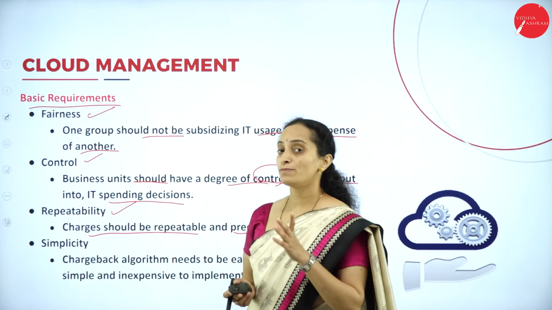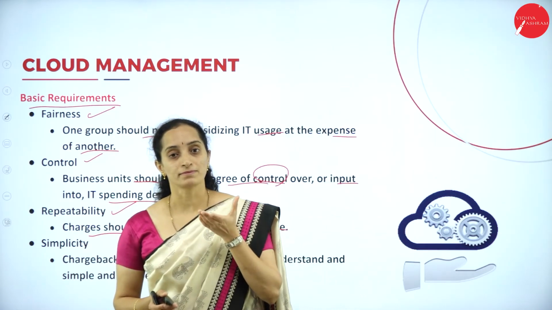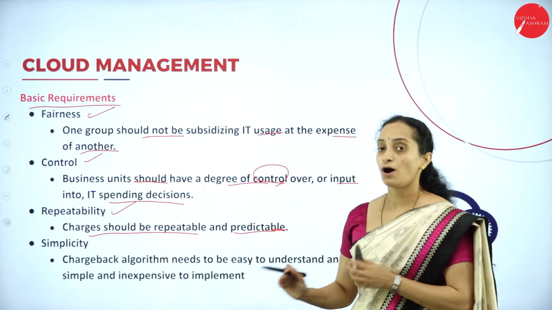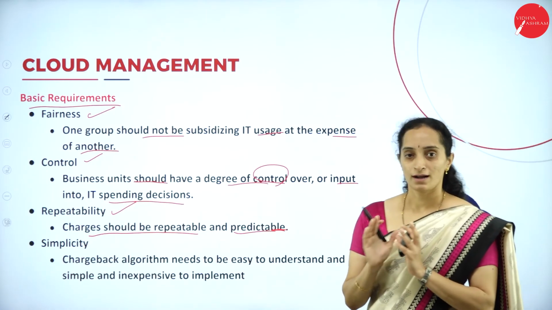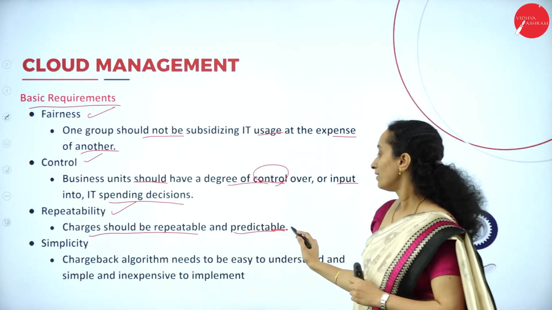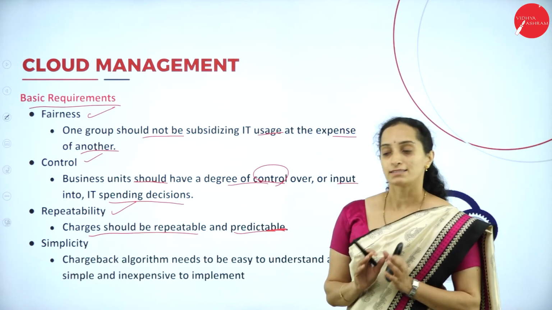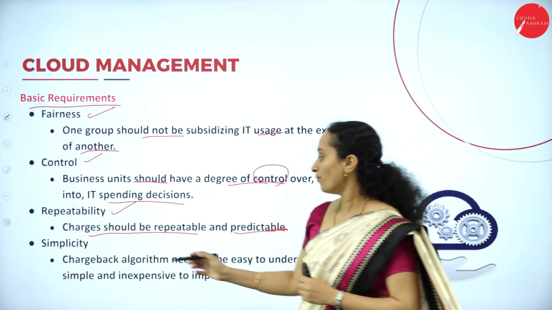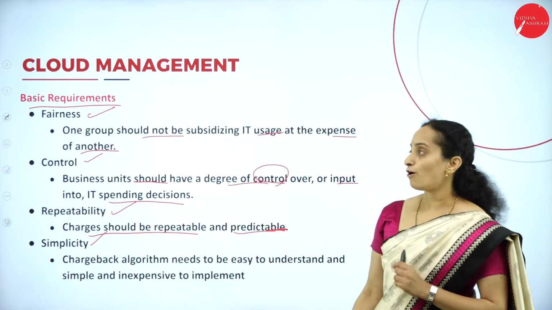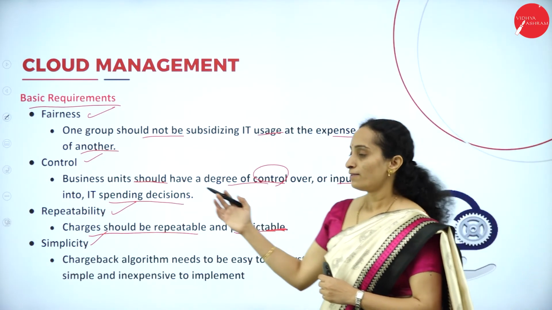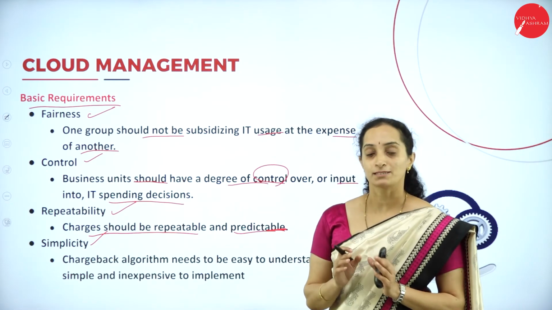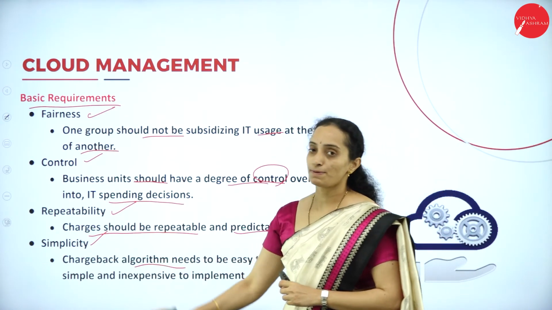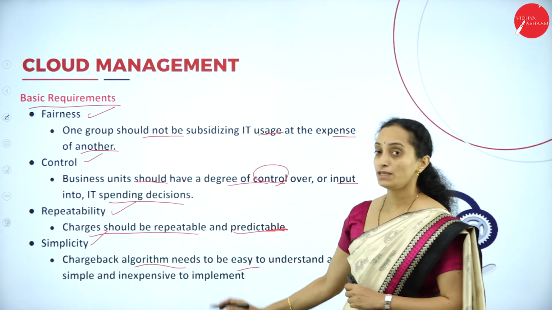You must know how much it may cost, so that it will help the enterprise to predict or have a budget for how much must be fixed for IT expenditure. So, the chargeback model should take care that charges will be repeatable as well as predictable. They will be both. The last requirement of the chargeback model is that it must be simple. There must be maximum transparency in the cost that will be incurred. The chargeback algorithm needs to be easy to understand.